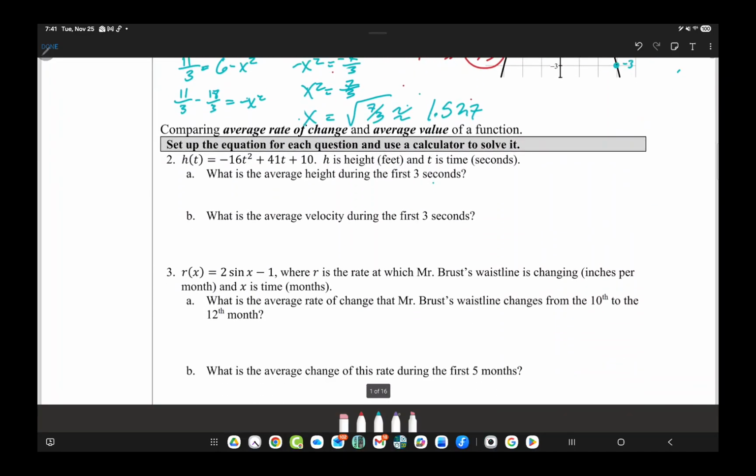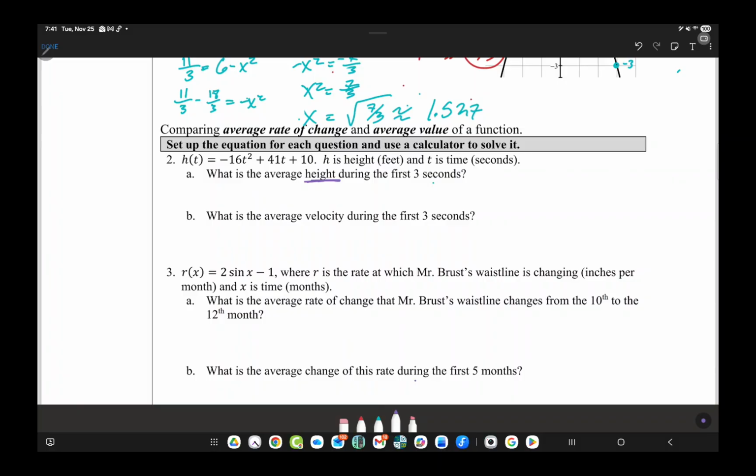Now, comparing average rate of change and average value of a function. For this function h of t, we get negative 16 t squared plus 41t plus 10. H is the height in feet, t is time in seconds. What is the average height? That is the average value of the function, because this function is designed to give you height at any point of time t.